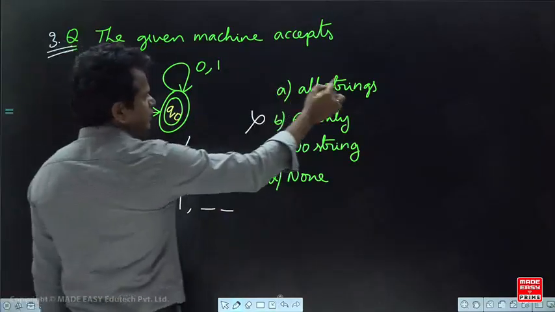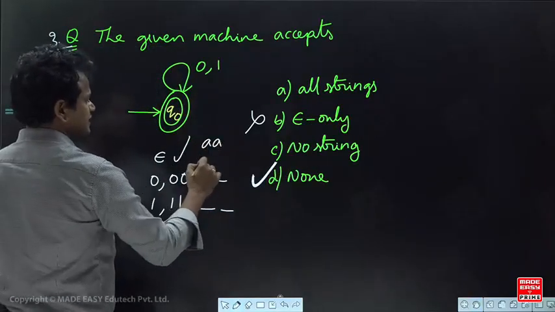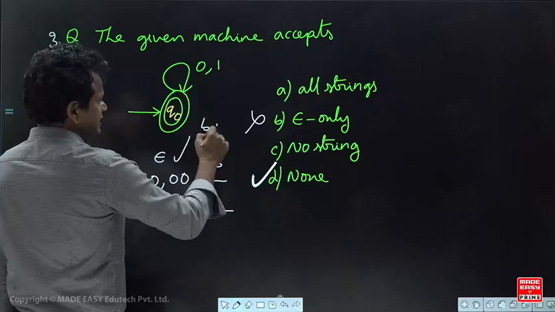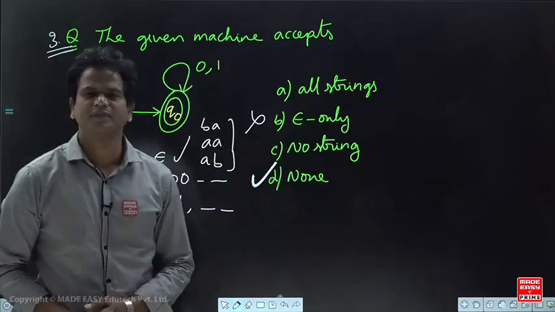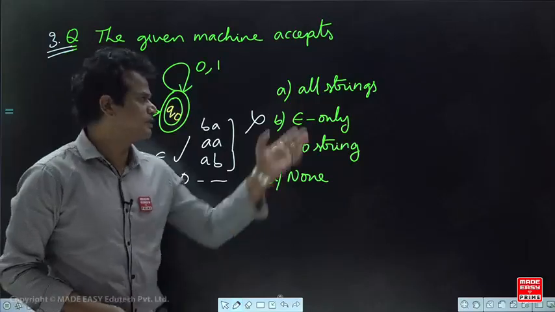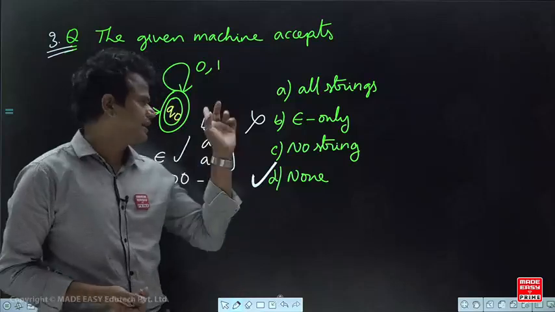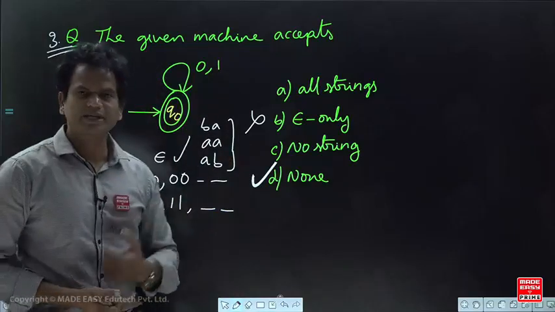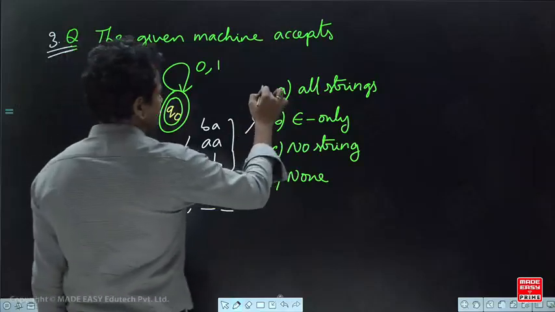And will it accept all strings? Okay. I will take AA and I will give AB, I will give BA. So what about this one? Will it accept all strings? There is an improper answer. It is not a complete answer. All strings. Okay, I will give AA. Will it accept? I'll give BA, will it accept? I'll give BB, will it accept? So all strings is not correct.